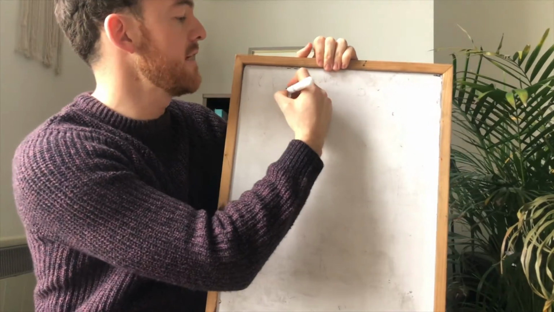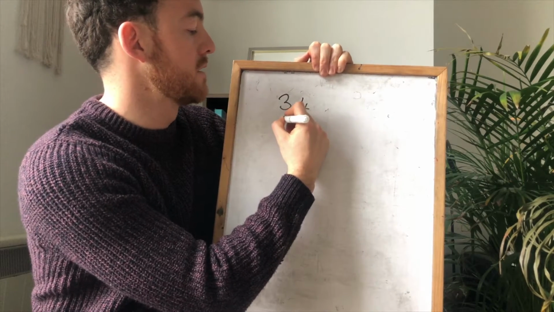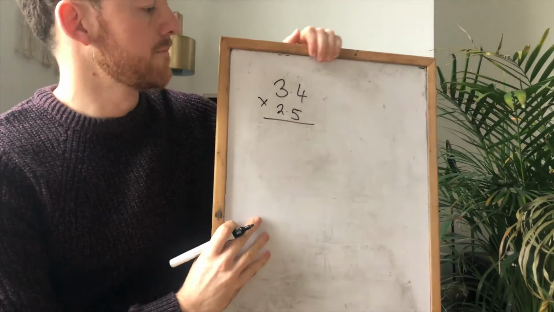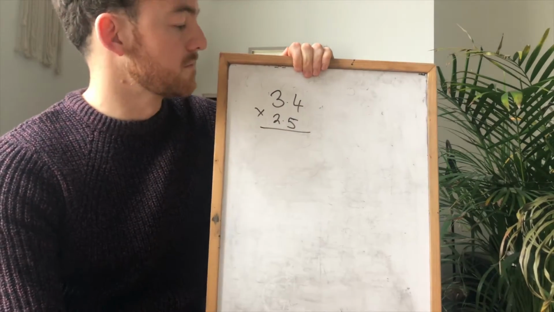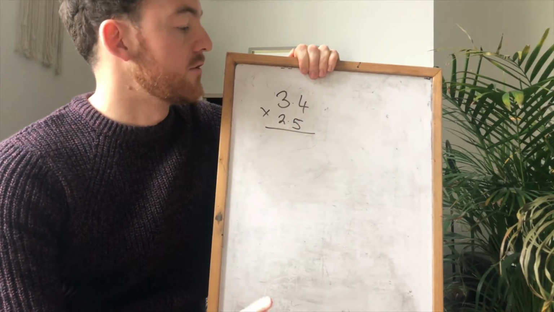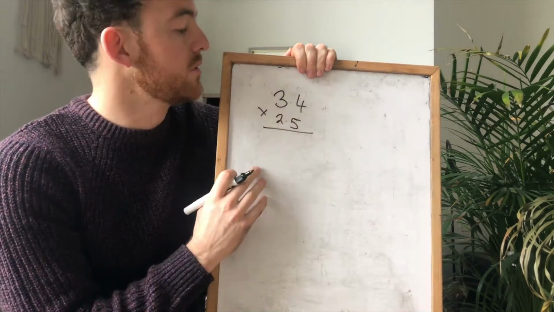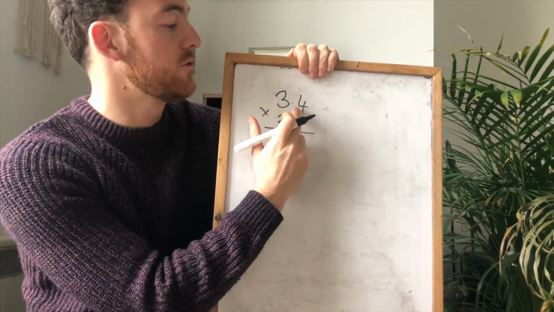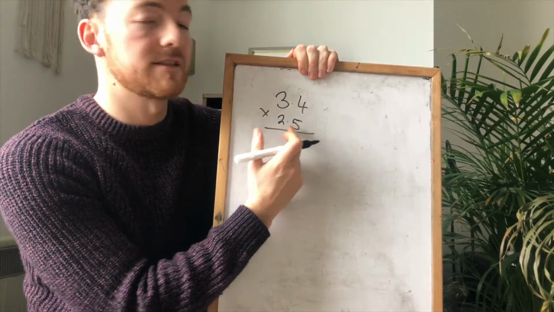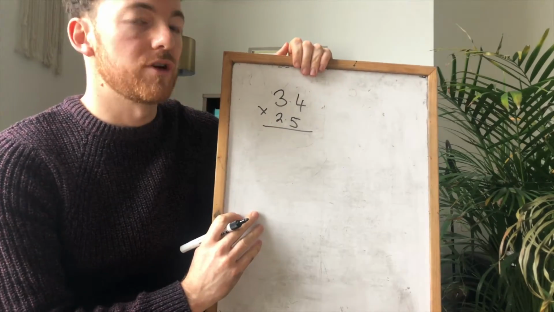So if we have a look at a question: 3.4 multiplied by 2.5. Okay, so if we take this as our first example, when we're multiplying decimals by a decimal number, the first trick is to ignore the decimals and multiply the numbers as you normally would. So for example, rather than 3.4, we're going to presume it's 34. And rather than 2.5, we're going to act as if it's 25. Okay, so let's multiply that now, and then I'll show you the trick in a second.